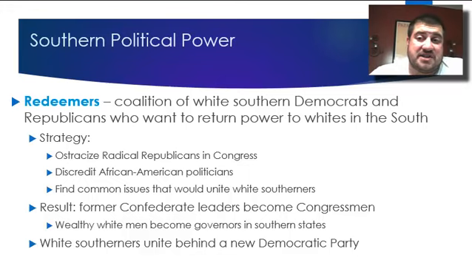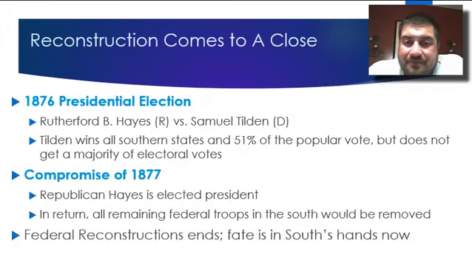So these Redeemers are both Democrats and Republicans, and the result is that they start getting these wealthy Southern landowners as governors of states. They begin to send former Confederate leaders to Congress, and these white Southerners unite behind this new Democratic Party, and eventually whites regain political power in the South.